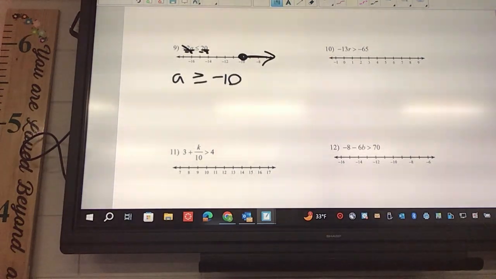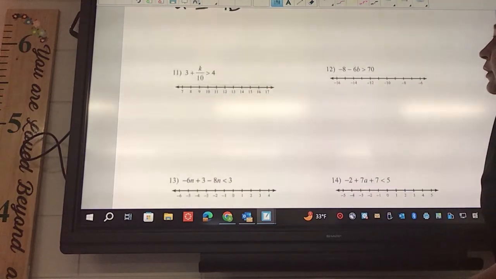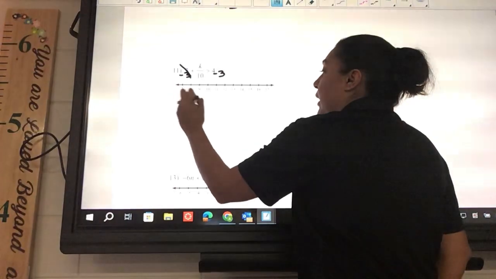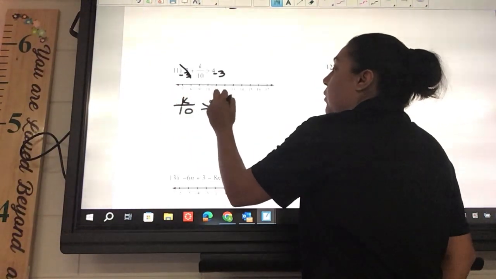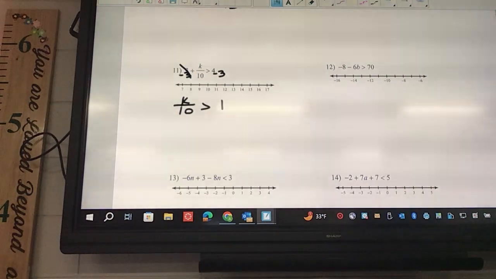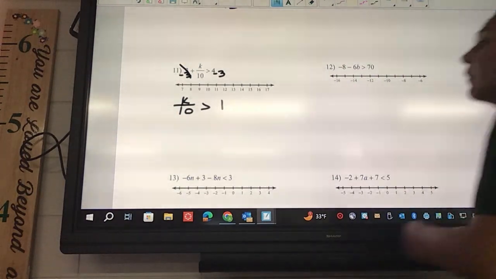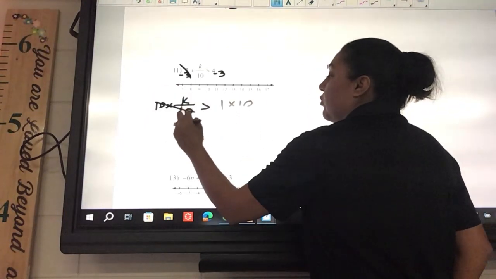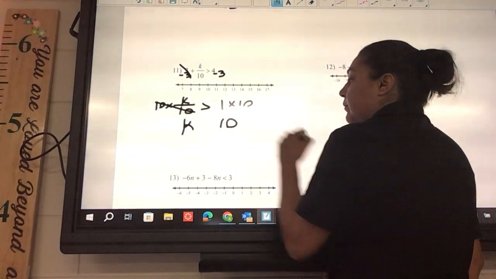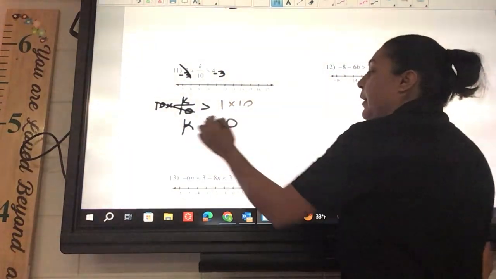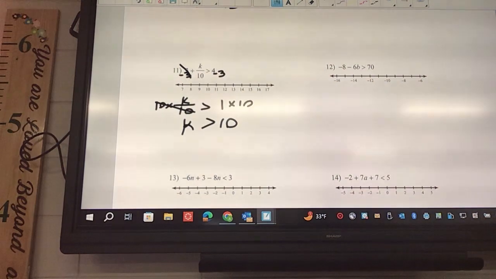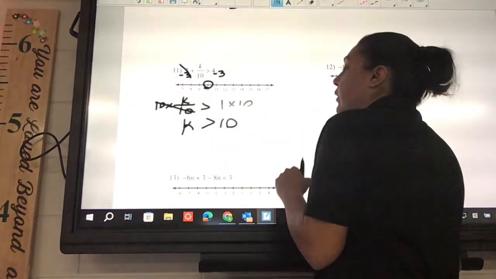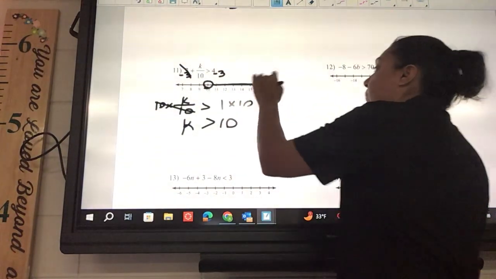Okay, 11, what needs done first? -3 from both sides. Okay, so I'm going to get k over 10 and a 1 on the other side. Times by 10. Do we need to flip? No, we times by a +10, so we do not need to flip. On the 10, should that be open or closed? Open. Going which way? To the right.